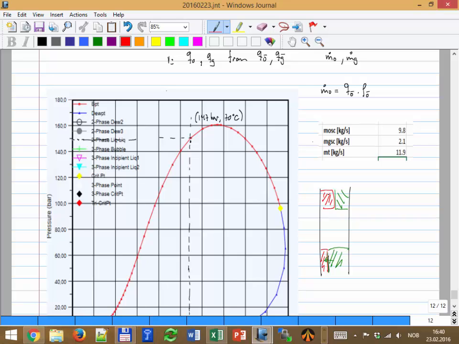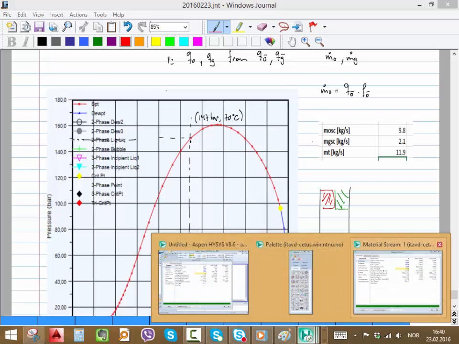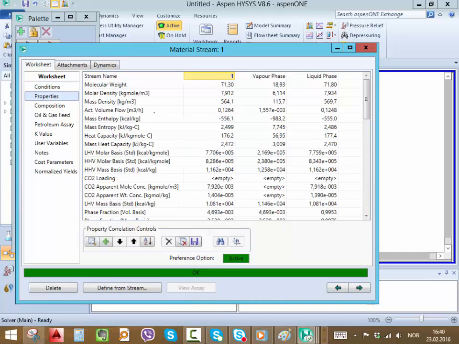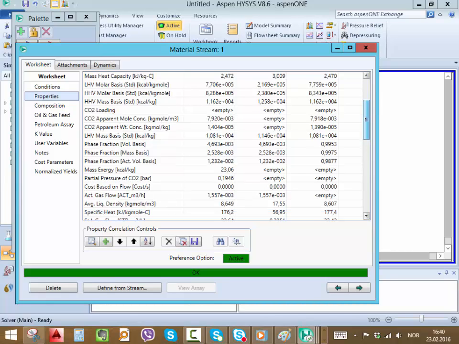But if we take a very detailed look at the data that we have in our Hysys for that particular point, if we go here to properties, we see that we have, or I hope that I have, a phase fraction mass basis.